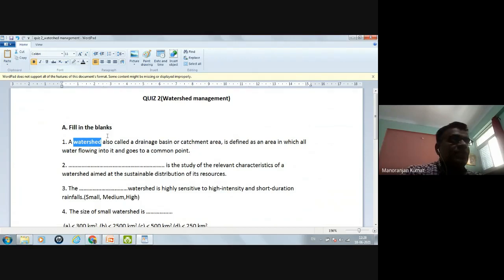Here you can see watershed. Okay. So a watershed, also called a drainage basin or catchment area, is defined as an area in which all water flowing into it goes to a common point.